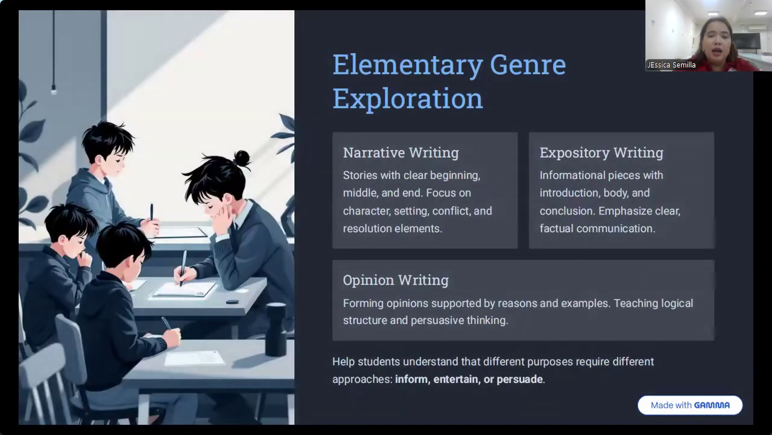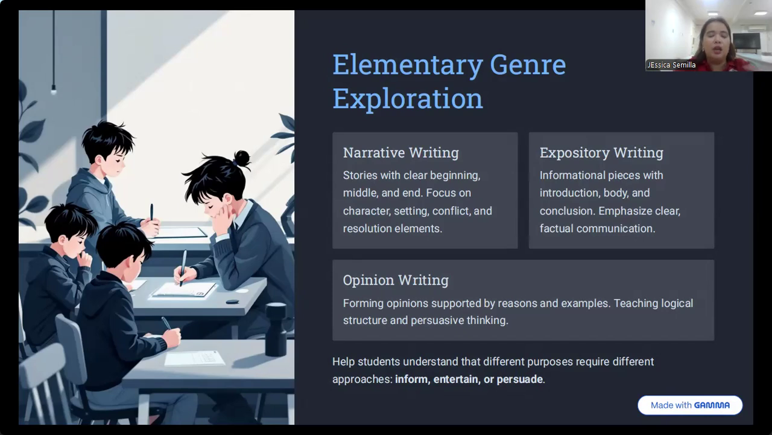Okay, so here at elementary, they are exploring genres like narrative, expository, and opinion. Expect that our students already know how to identify the characters and the parts of the story: the beginning, the middle, the end, the setting, the conflict, and the resolution. Not only with narrative writing like stories, here they can already make their own paragraphs, or their own narrative text, or expository text, or essays or reflective papers wherein there are parts of introduction, body, and conclusion.